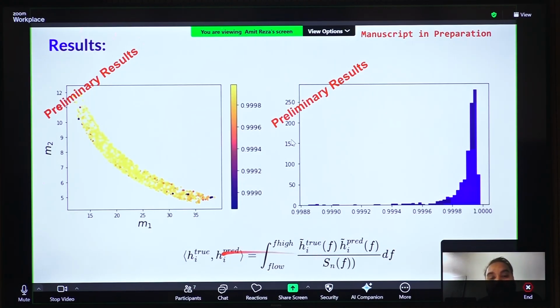I'm calculating the match between the true signals and the signals predicted by the neural network model, and it shows that the match is almost in the range of 0.99. And it shows that these kinds of models or waveforms can also be generated through this kind of neural network model.